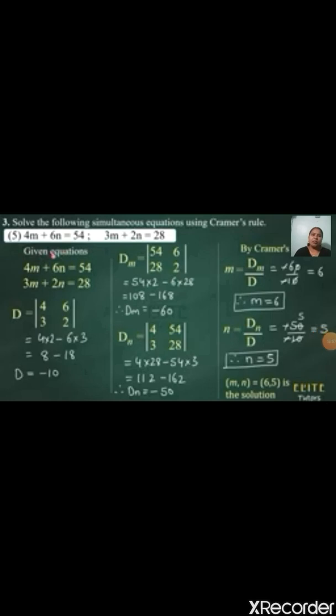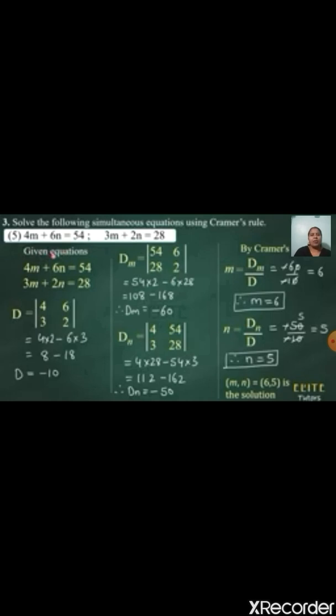Before the last sum, I've even solved a fifth sum for you. As you can see, the variables used here are m and n. I only want you to understand that in this sum, if the variables are not x and y, how will the way of writing change?